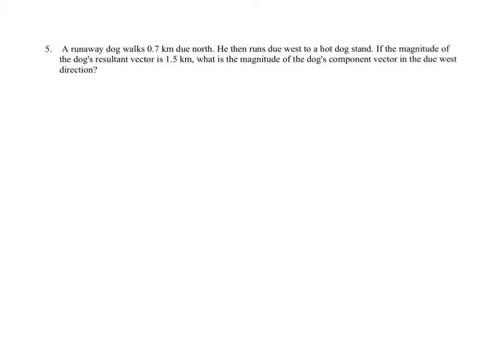All right, so last one for this video is question 5. We have a runaway dog walking 0.7 miles due north, and then turns and goes west to a hot dog stand, and the magnitude of the dog's resultant vector is 1.5 kilometers. What is the magnitude of the dog's component vector in the due west direction?